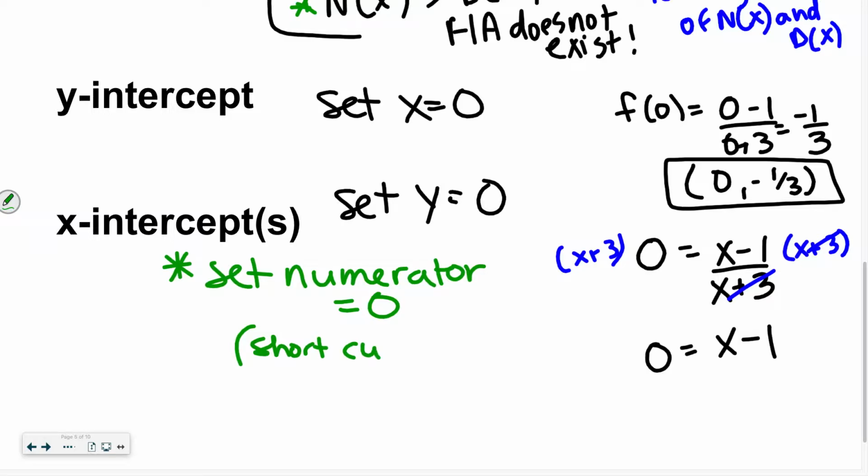If you think about fractions, the only way a fraction will ever equal 0 is if the numerator is equal to 0. So set your numerator equal to 0 and you're done. You don't really care what the denominator is. So we've got an x-intercept at x equals 1, which I should write as 1 comma 0.